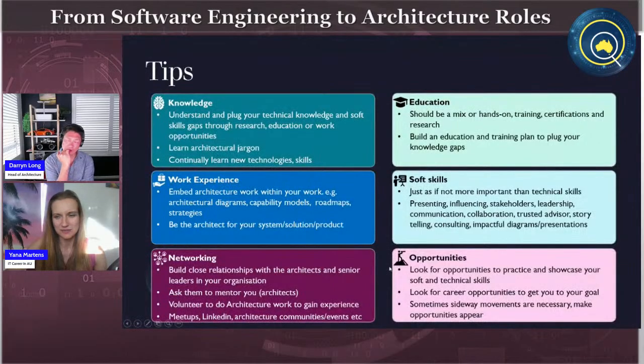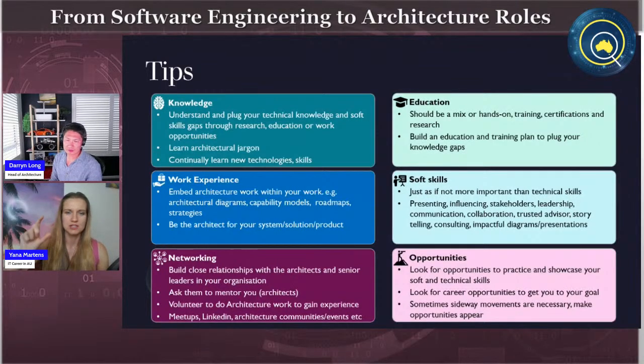Okay, let's talk through a few tips. I think we did mention a few things for people looking to do the move. But especially coming back to the knowledge, learnings and education, what's the main skills people need to focus on if they're really confident that they want to move to architecture?